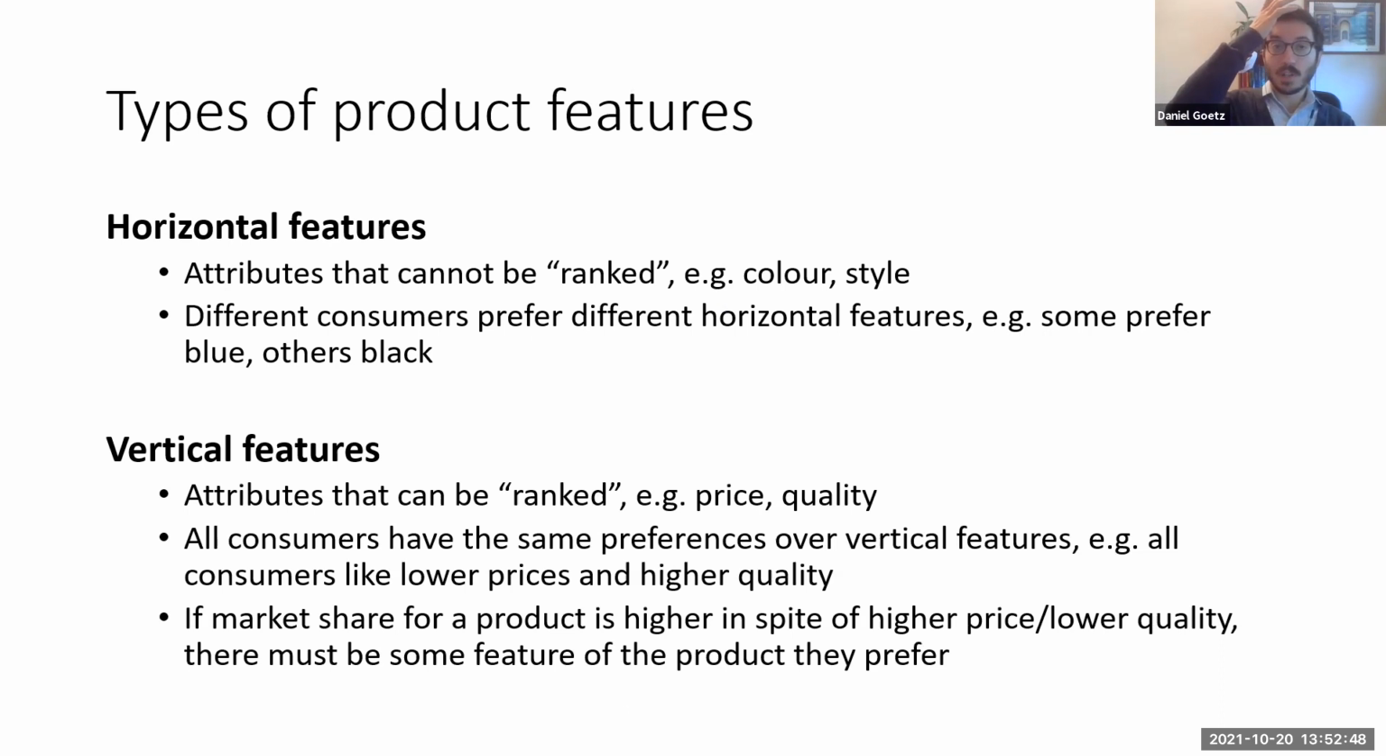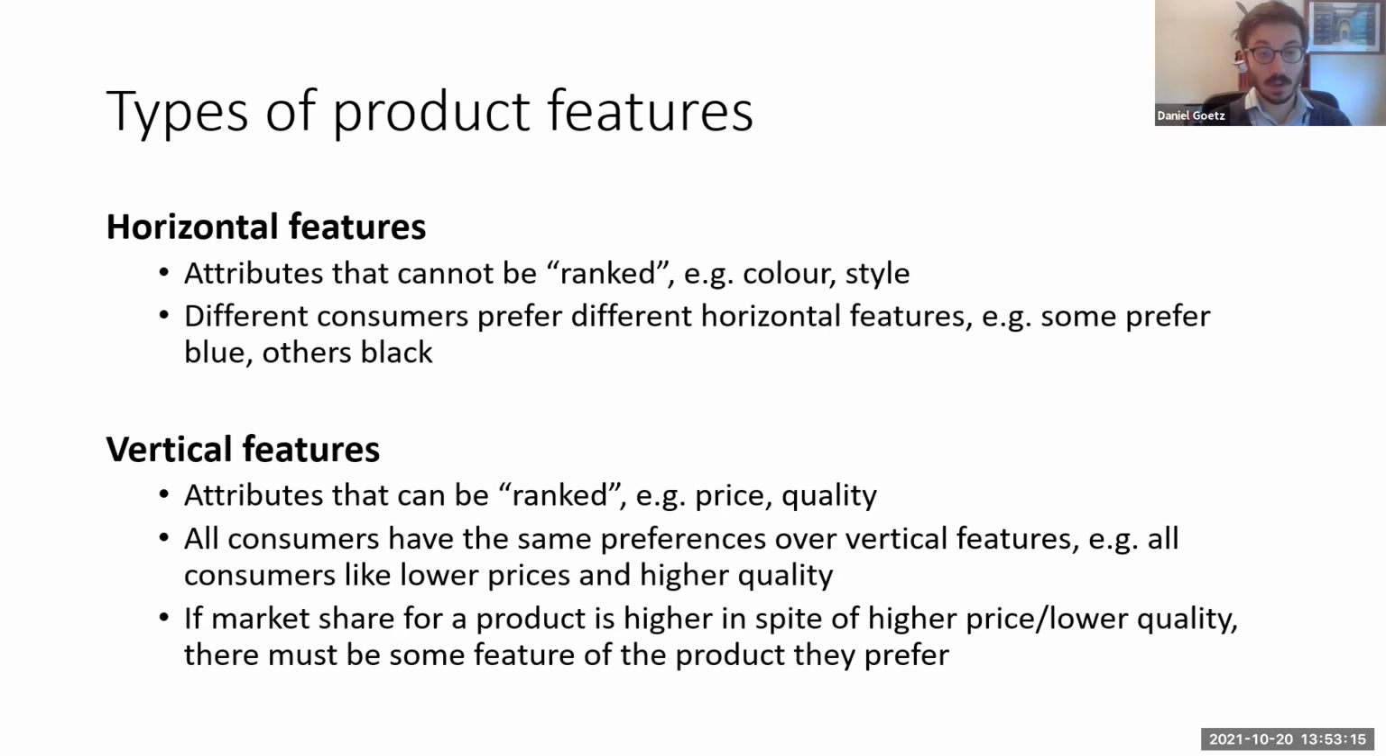One thing we've been touching on in this discussion is that there are two different types of product features. There are horizontal features, and these are attributes that can't be ranked. Things like color, style, the front design of the sweater, the hood. Different consumers just prefer different horizontal features. Some like blue, some like black, some like a hood, some don't.